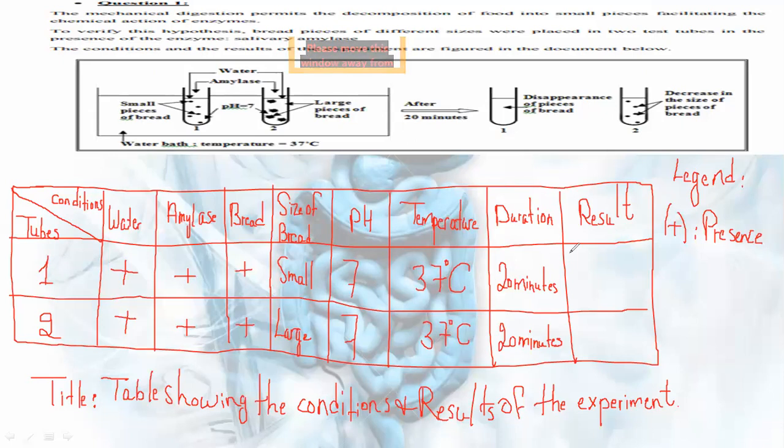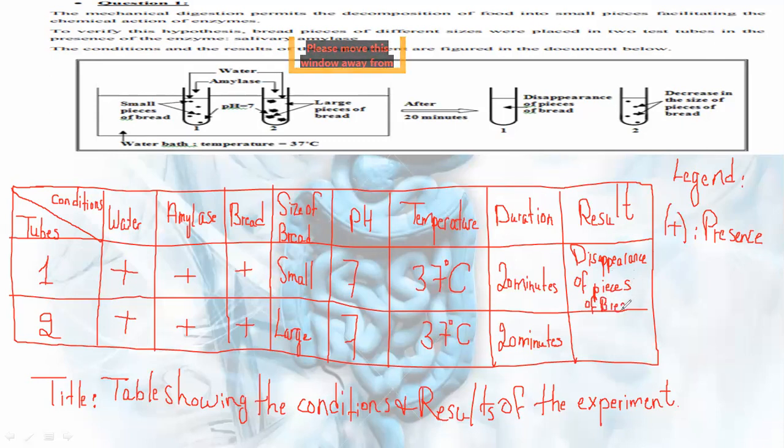Results. In tube 1: yes, disappearance of pieces of bread. Very good. Okay, here all of them are from the figure. I didn't add any additional information. I'm only copying the notes, the conditions and the results from the experiment.